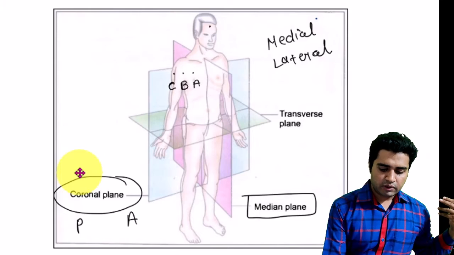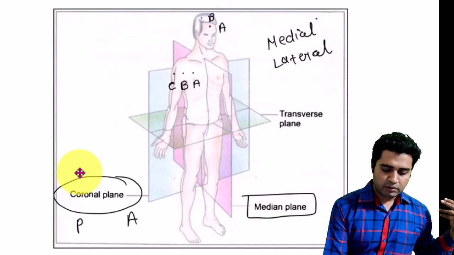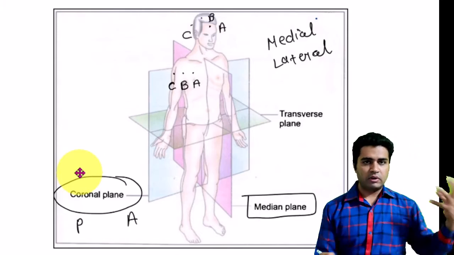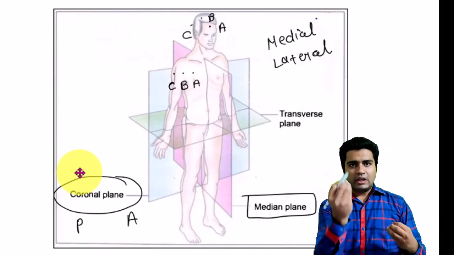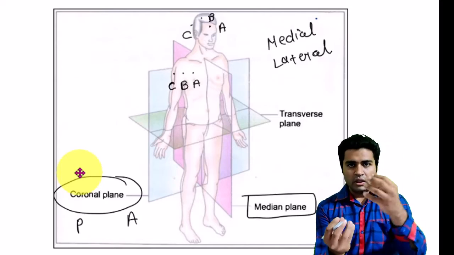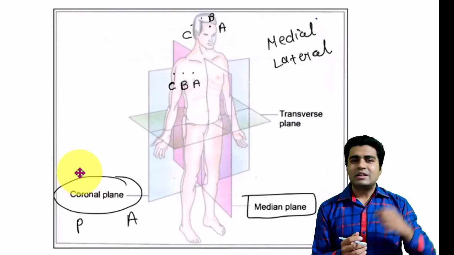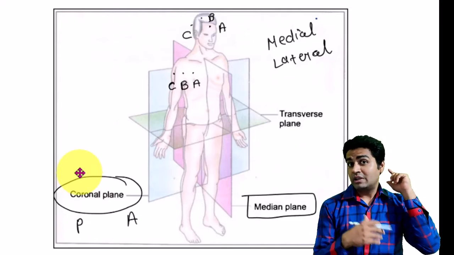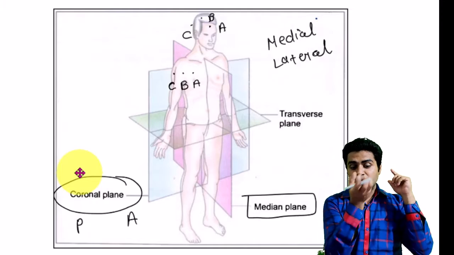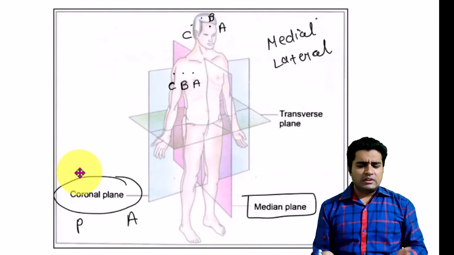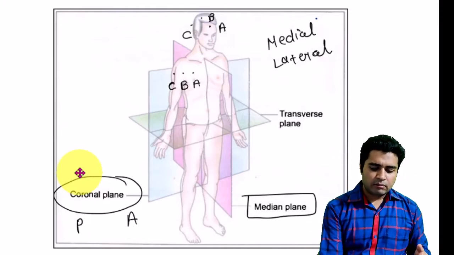If I say in the frontal bone some A point, then the B point, and the most posterior C point, then you can easily say that A is anterior to B and B is anterior to C. But C is more posterior, it is posterior to A as well as posterior to B. That's how you can define some points here.